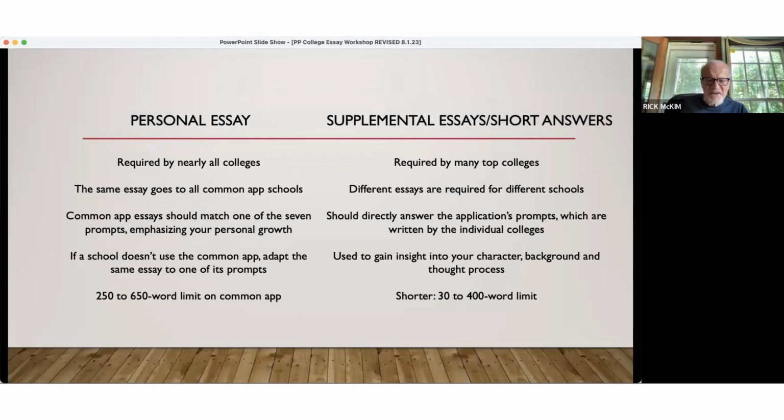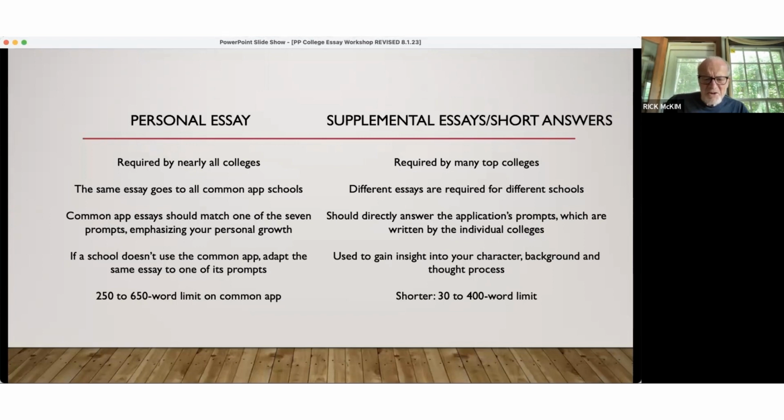As for the supplemental essays, they vary widely from 30 to 400 word answers, depending on the school. Many of the top colleges require supplemental essays, the Ivy League schools, for example, and different essays are required for different prompts, of course. You should directly answer the application's prompts, which are written by the individual colleges, and the purpose of the essays is to gain insight into your character, your background, your thought process, what kind of student you'll make.